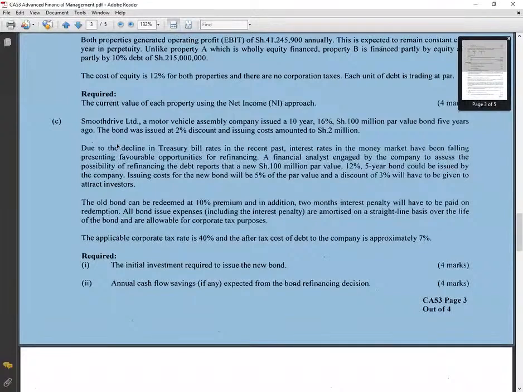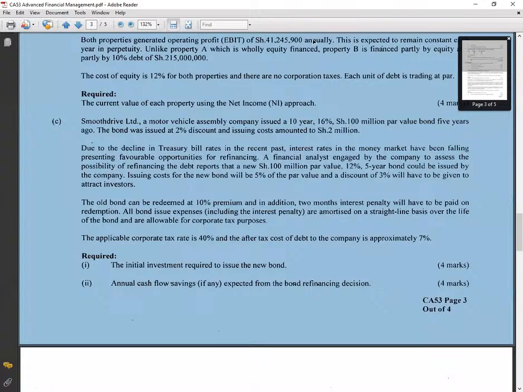So, ladies and gentlemen, here we are. We are being told here that Smooth Driver Limited, a motor vehicle assembly company, issued a 10-year bond, 16%, shillings 100 million par value for 5 years. The bond was issued at a 2% discount, and the issuing cost amounted to 2 million.